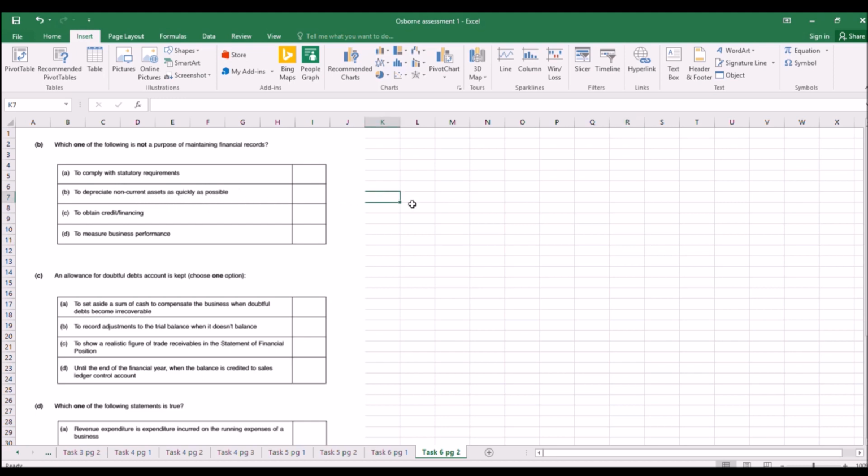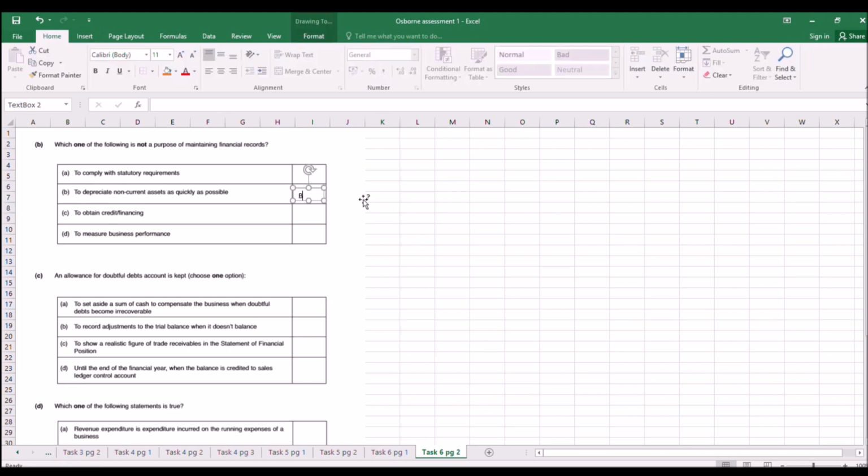It's this one in here. To obtain credit financing, well, we don't need records to be able to provide a set of accounts to obtain credit and financing, so that's the answer there. And to measure the business performance, well, if you've got a statement of financial performance, clearly you're measuring business performance, so the answer there is B. There we go. B is the answer.